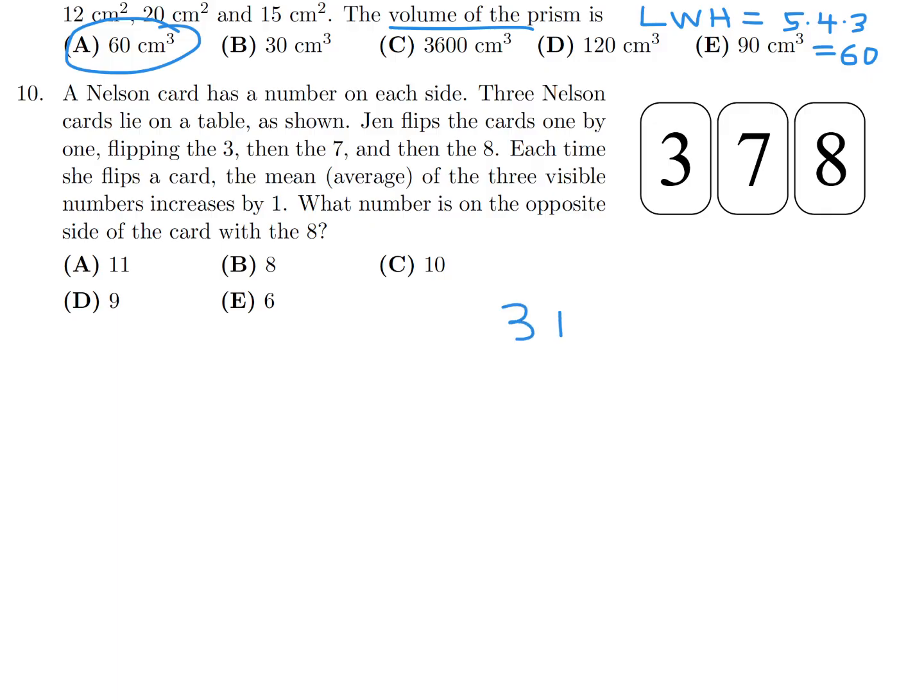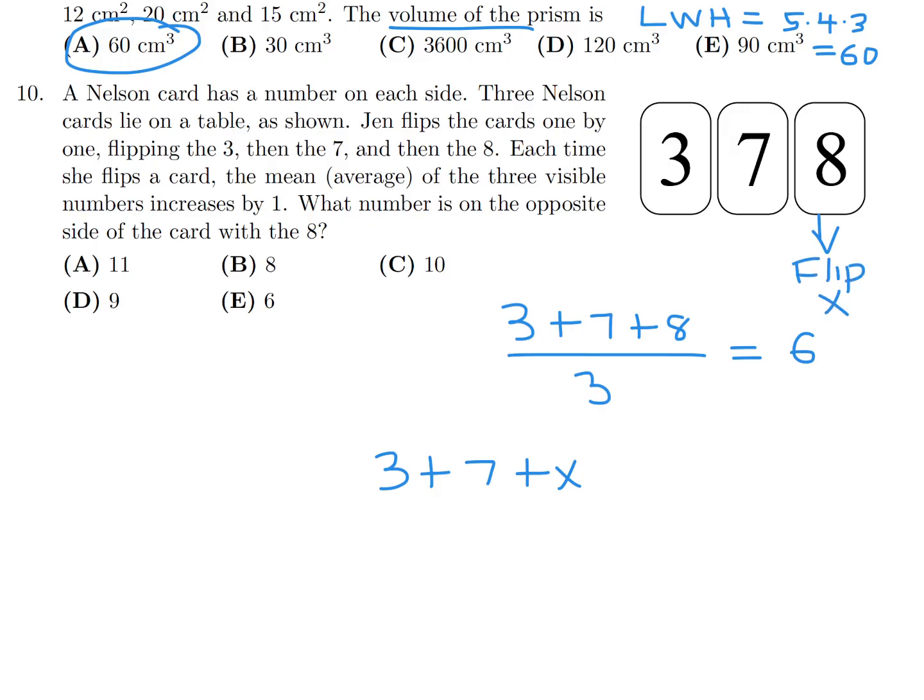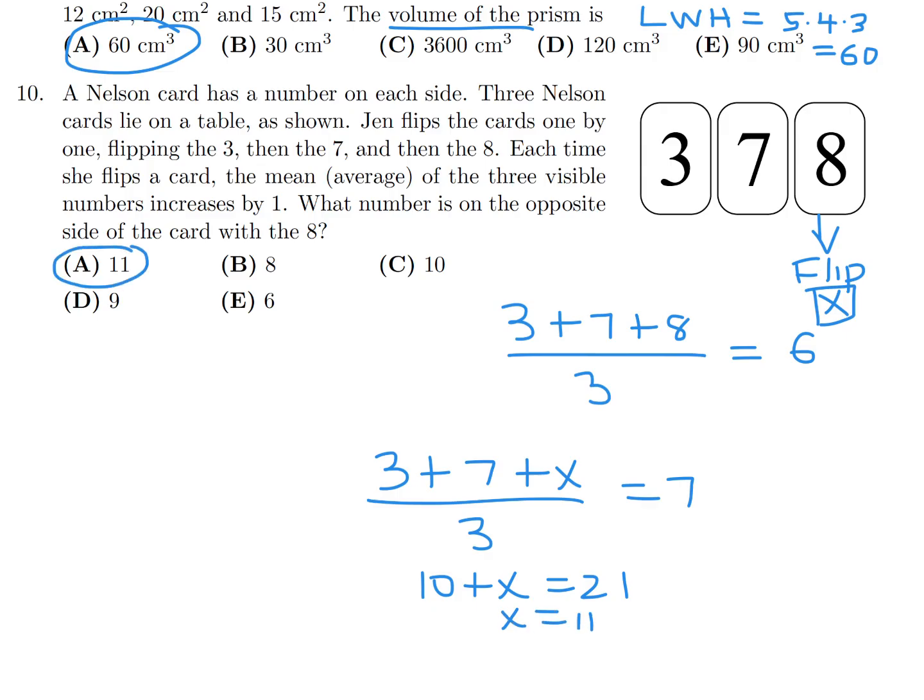Okay, so first let's calculate what the average is initially. That is 18 divided by 3, which is 6. So we want that mean to go up to 7. So we want 3 plus 7 plus something. This 8 is going to flip. And then let's say on the other side there's an x, a certain number. And we want that mean to be 7. Okay, so 10 plus x is 21, and therefore x is 11. So the answer to number 10 is A.